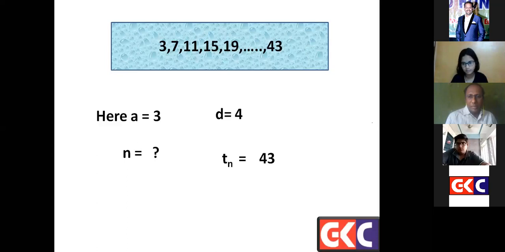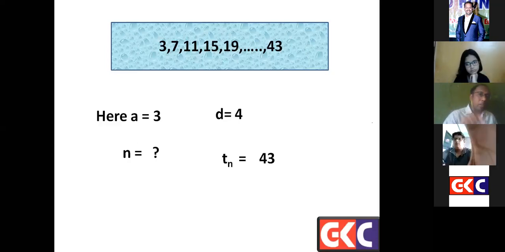So hopefully from here onward this is clear. The numbers that come in a sequence, those are your Tn. What do I mean by Tn? See, I said 43 is Tn, but at the same time 3 is also Tn. 3 is T1, 7 is T2, 11 is T3, 15 is T4, and so on. So all these numbers in a sequence are your Tn.